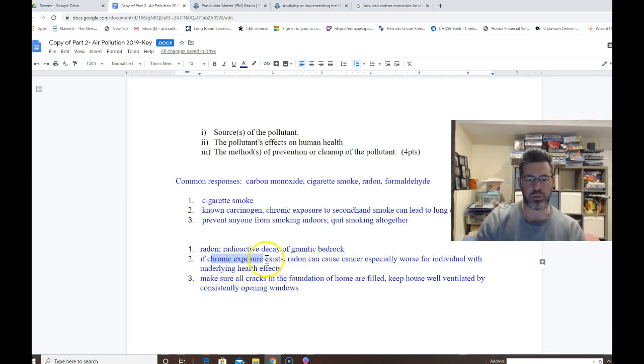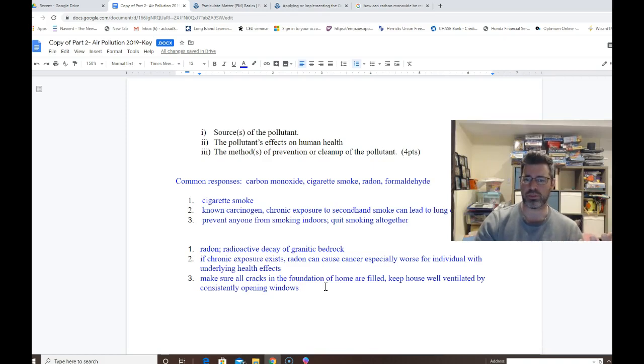If chronic exposure exists, radon can cause cancer, especially worse for individuals with underlying health effects. So if you're a tobacco smoker and you're exposed to radon, your likelihood of getting cancer is much higher than someone else. Okay? And how to prevent it? Make sure all cracks in the foundation of a home are filled. Keep the house well ventilated, consistently opening windows, and you should be fine from that exposure.